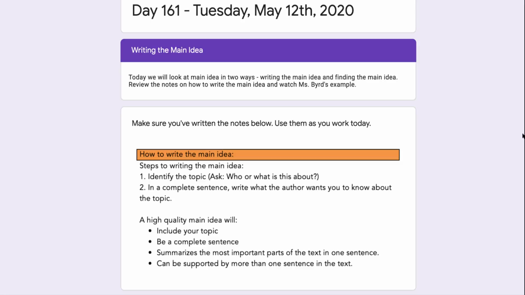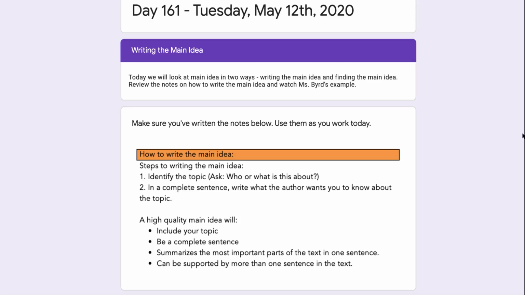Kipsters, today we're going to again practice writing the main idea. Before we practice, let's review our steps. First, we need to find the topic. That's who or what this is about. Then we need to, in a complete sentence, write what the author wants us to know about the topic.